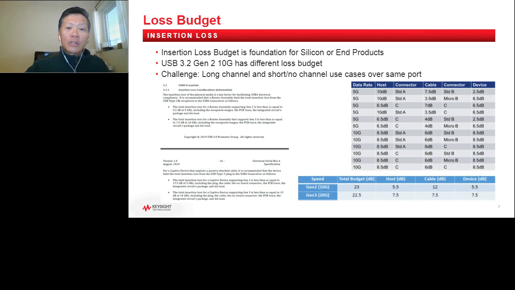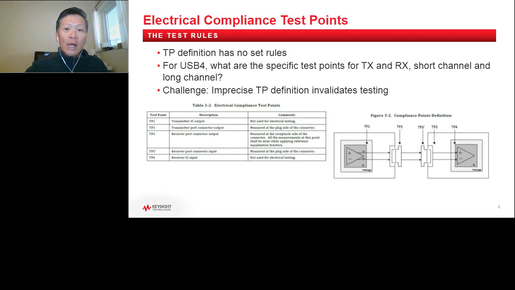The next thing that's confusing is the compliance test points. The first thing to remember is there are no set rules. You've all done testing, and they all have different test points, TP1, TP2, TP3 prime, TP3 double prime, etc. And the tables may or may not clarify what's the long and short channel use case. So the key takeaway to know is that there's a long channel and a short channel test case.